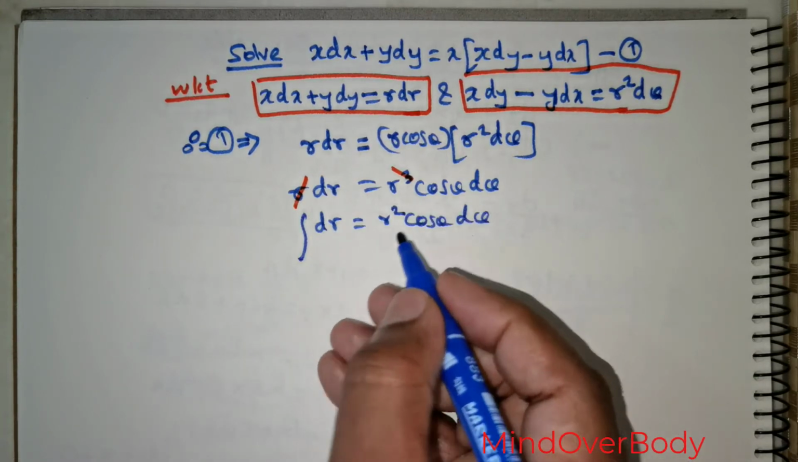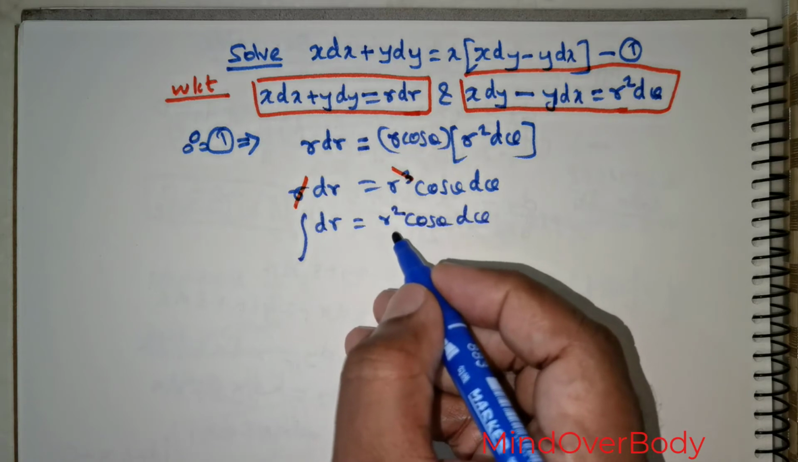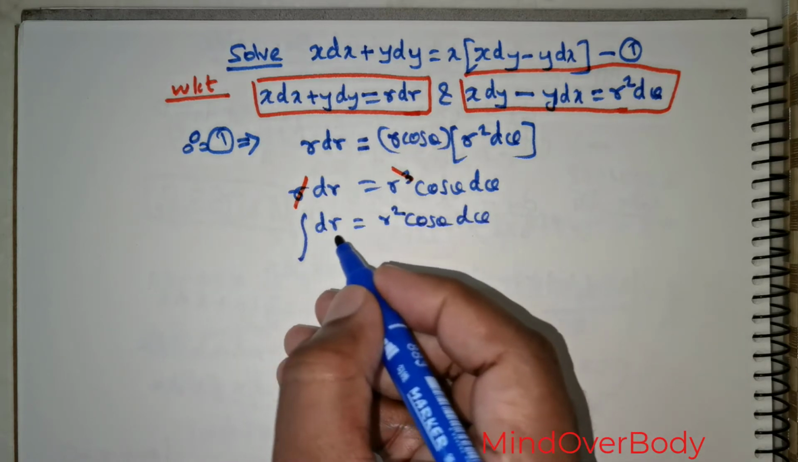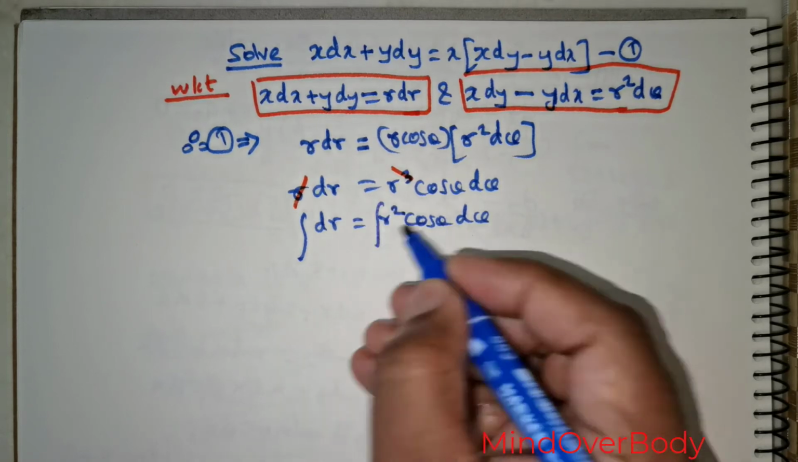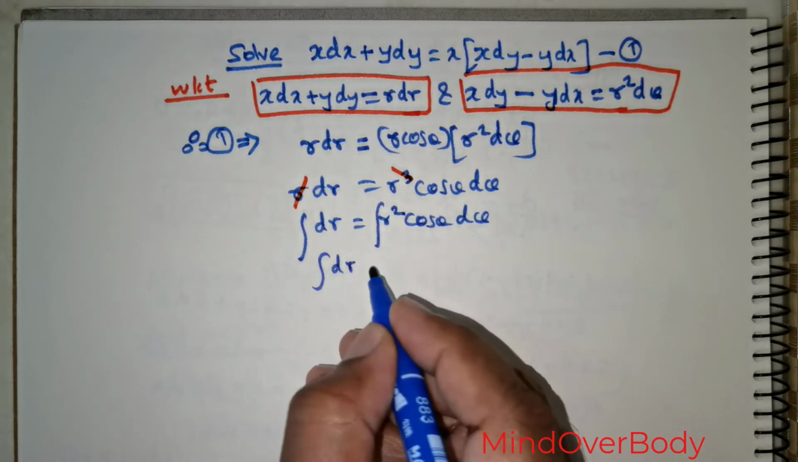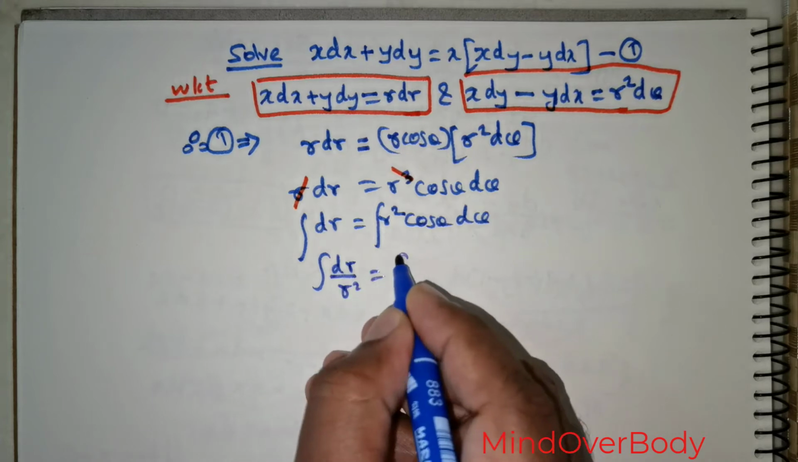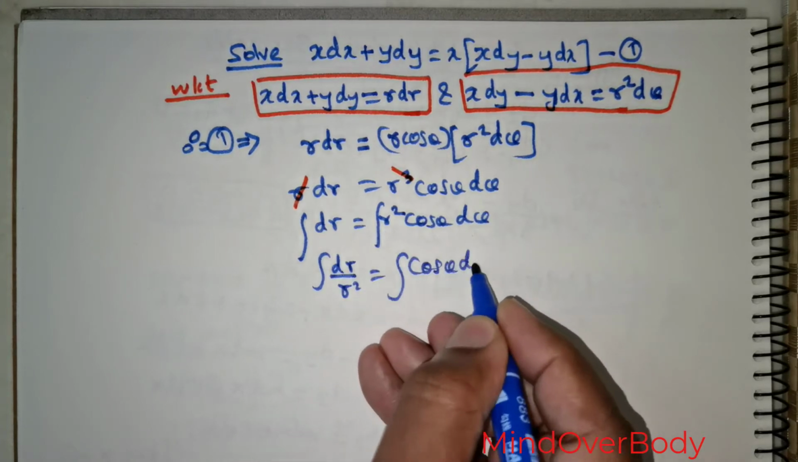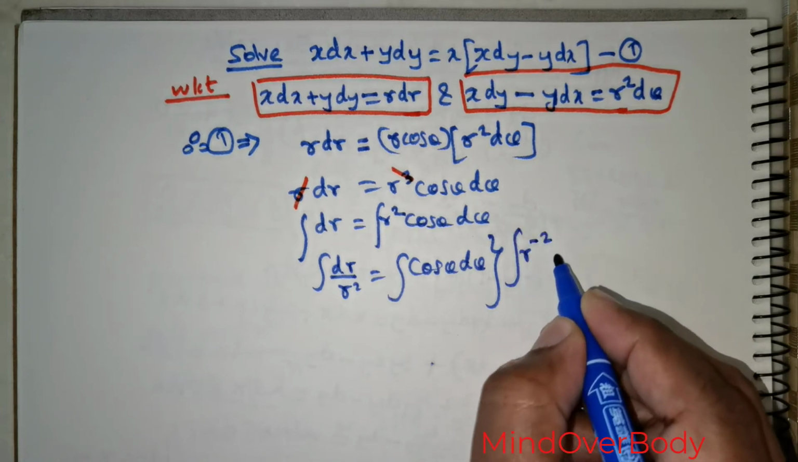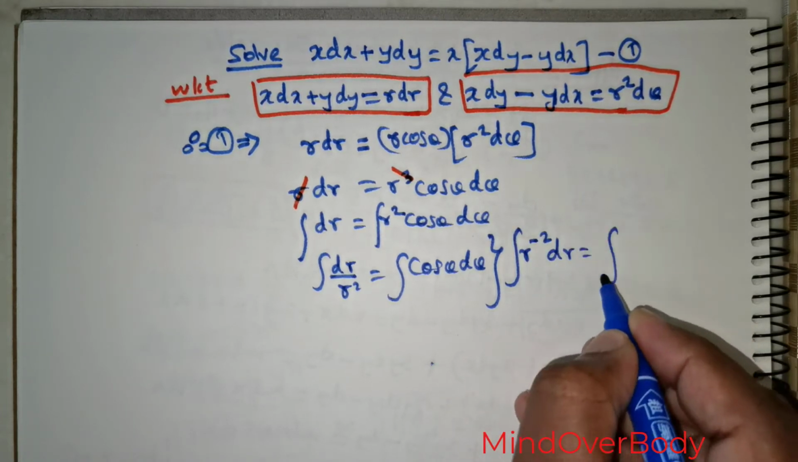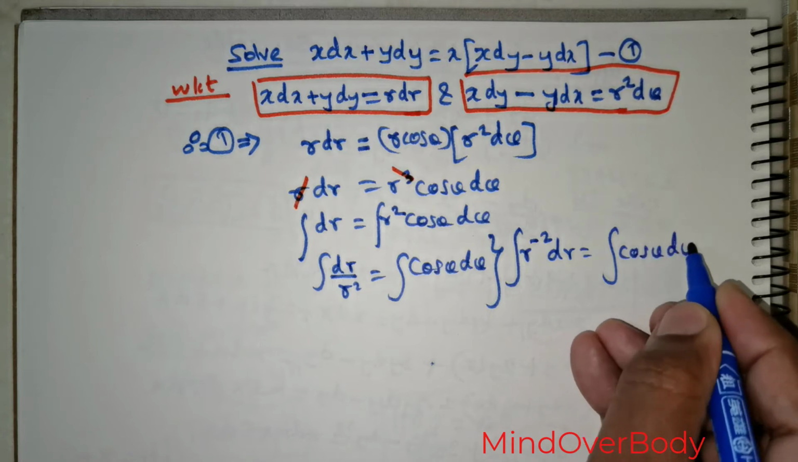I can integrate, but prior to integration the best thing is to bring this r down, right? But of course I will bring it in the next step. So this is going to be dr over r squared is equal to integral cos theta times d theta. I can rewrite this as integral r to the power of negative 2 times dr is equal to integral cos theta d theta.